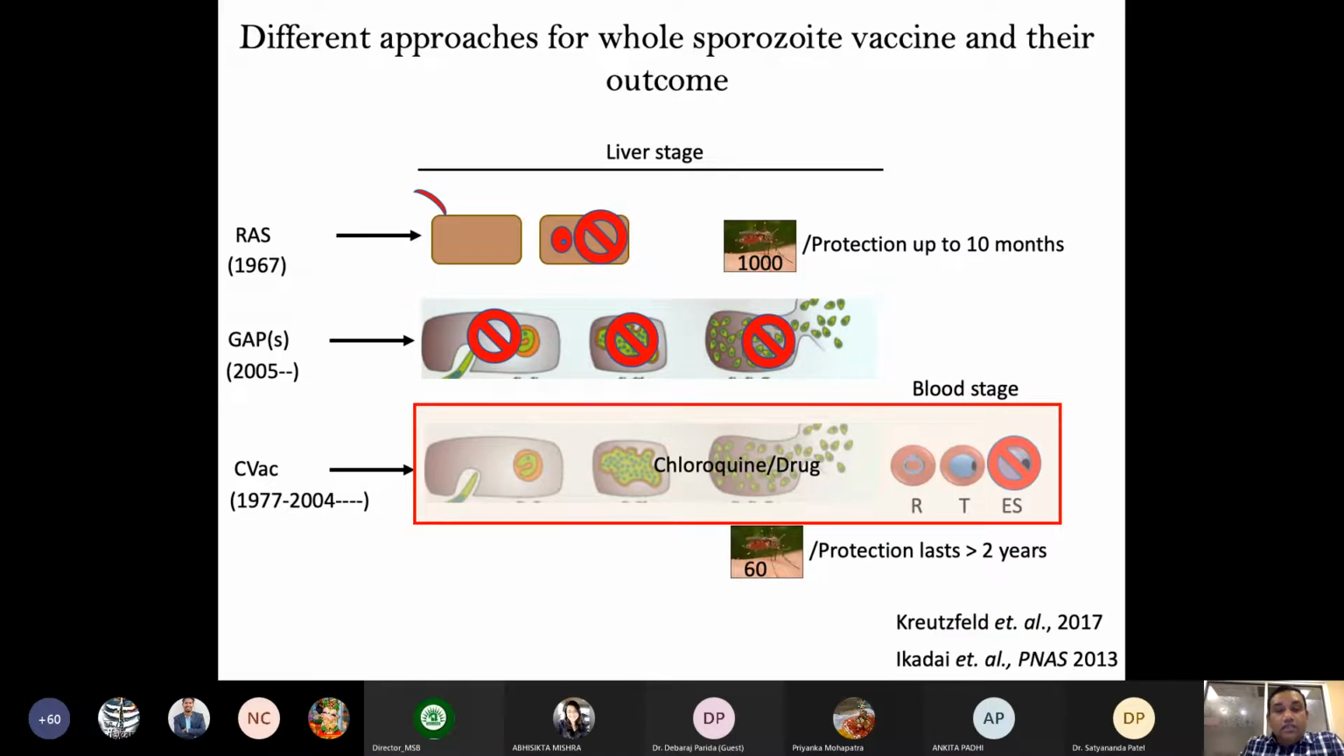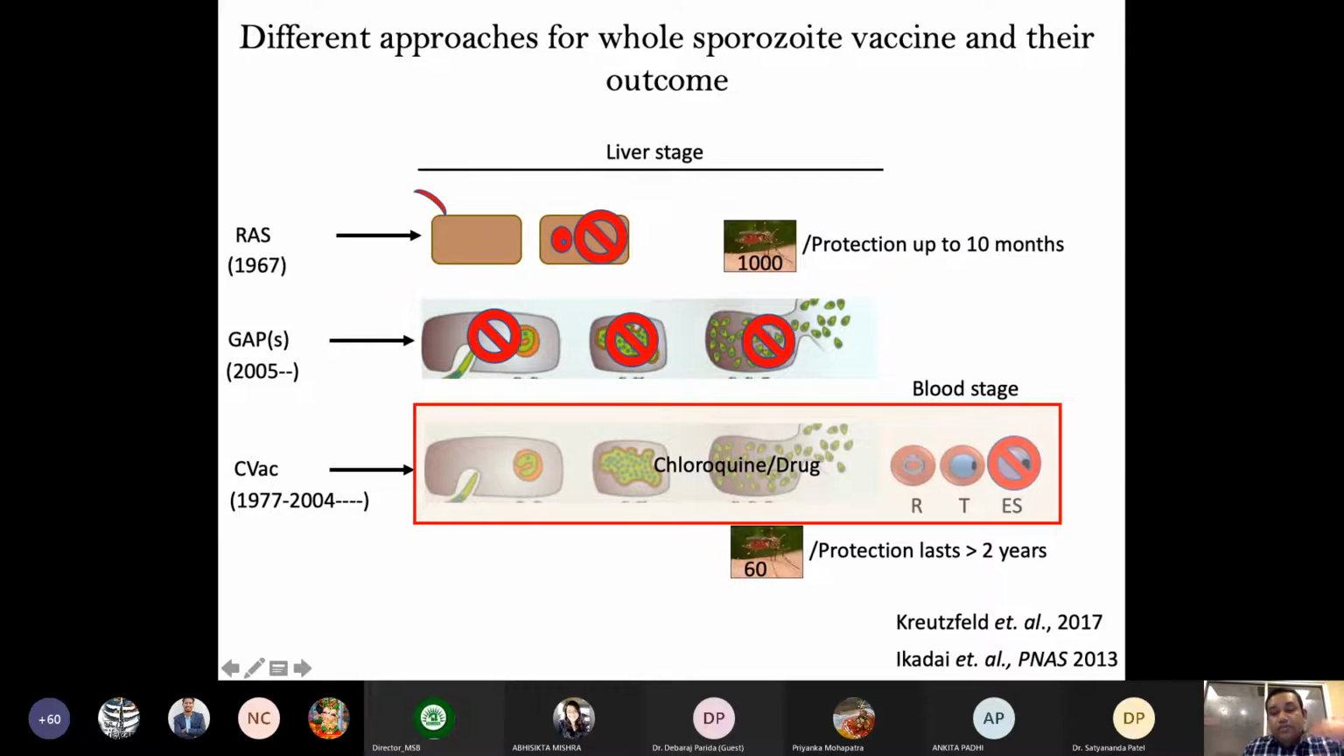Okay, then the third one is called the CVac approach, or chemoprophylaxis vaccination. This was started in 1977, but it picked up in 2004. What happens in this is people get infected with wild type parasite, it develops normally in the liver, but they get prophylaxis with a drug that is going to kill the parasite, particularly when it is developing in the blood stage. So they will have exposure to antigens against the sporozoite as well as all the liver stage and some of the blood stage antigens.